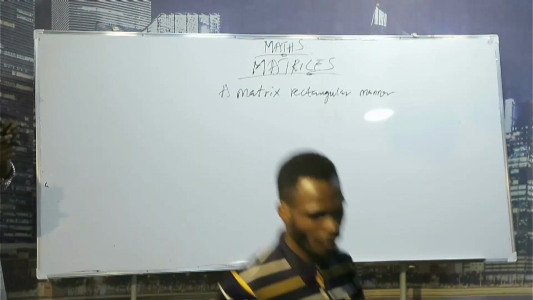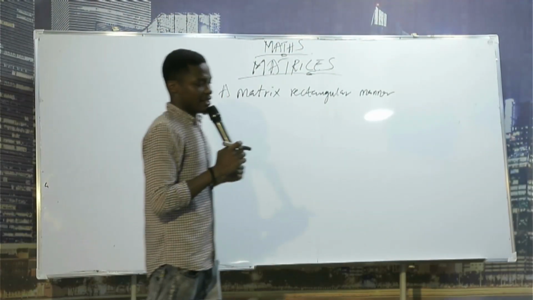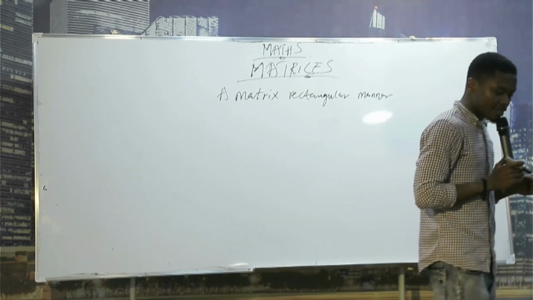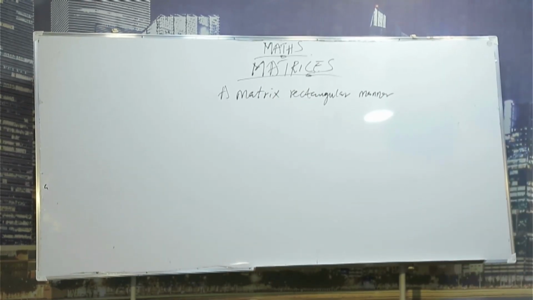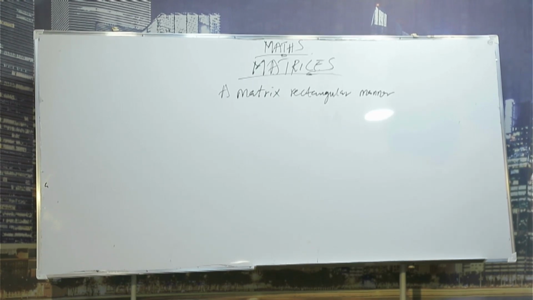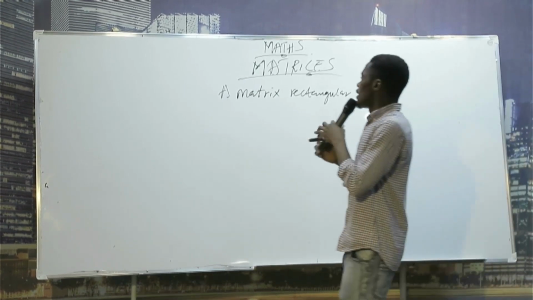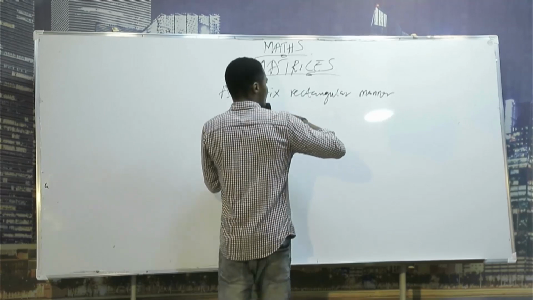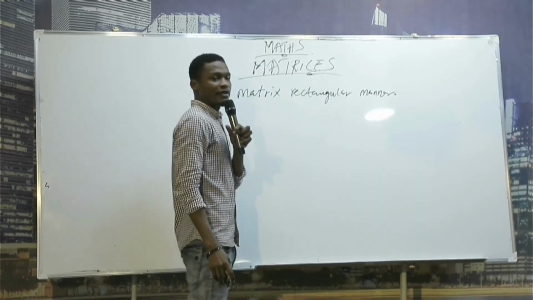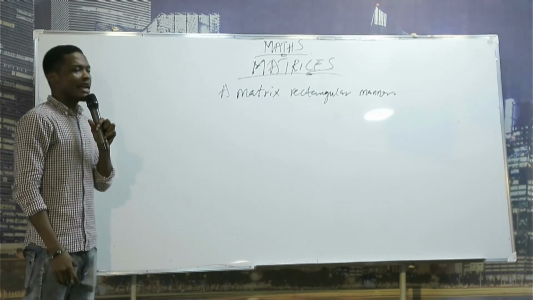A matrix is a what? What did we say a matrix is? A set of numbers that what? That are arranged in a rectangular manner. Full stop. That are arranged in a rectangular manner. Full stop. Example.